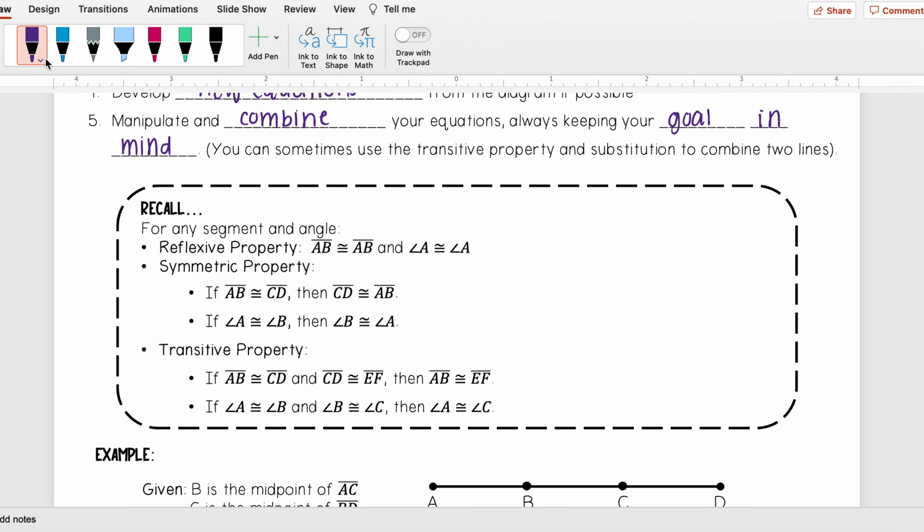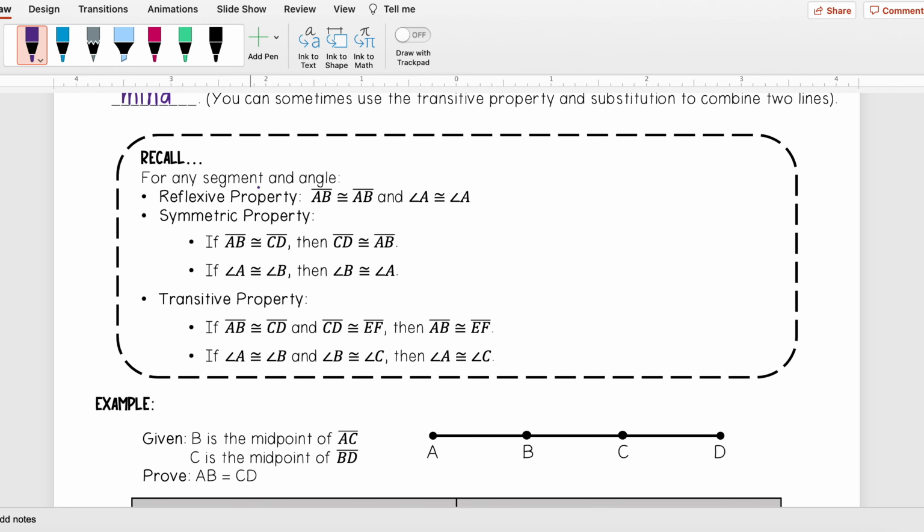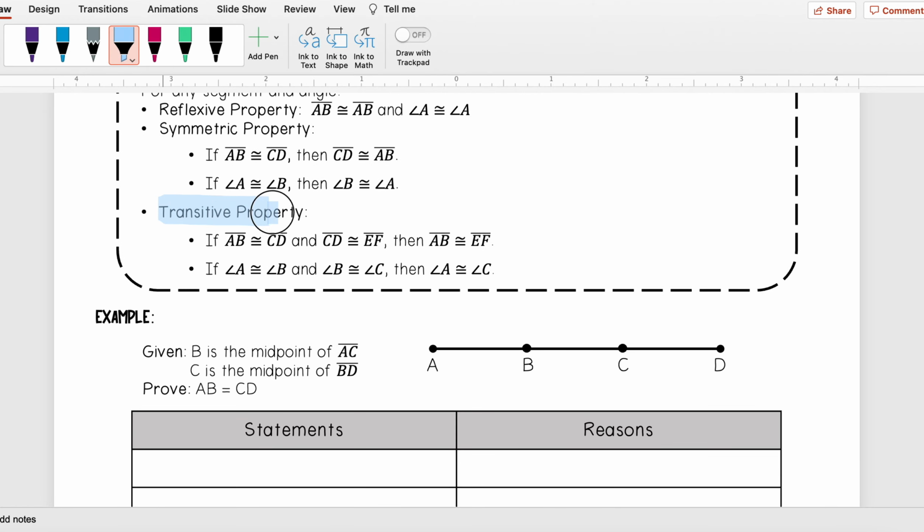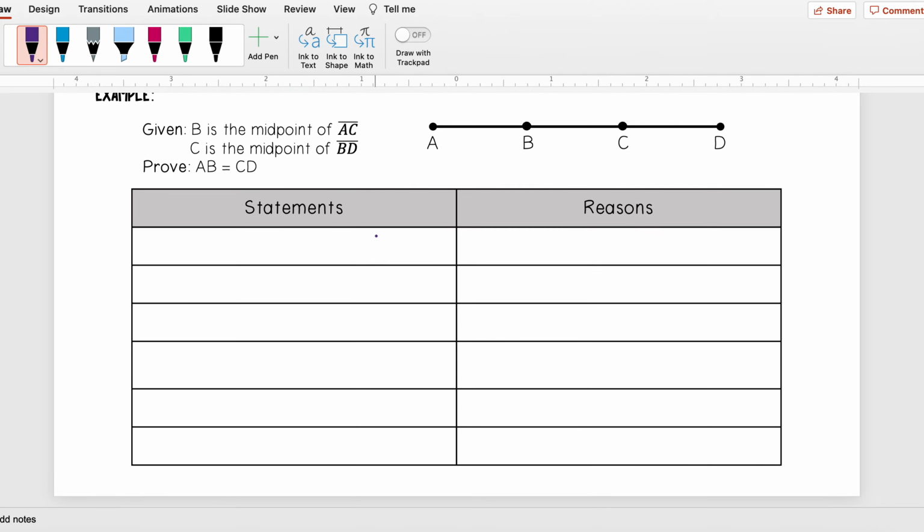And something to recall: for any segment or angle, we have the reflexive property. That is when we state that something is congruent or equal to itself. We have the symmetric property, so that was if AB is congruent to CD, then CD is congruent to AB. And then a big one that we'll use a lot is the transitive property, where you're combining two different lines. So here, let's say I was first given that AB is congruent to CD, and I know that CD is congruent to EF. Since AB and EF are both congruent to the same thing, they are therefore congruent to each other.